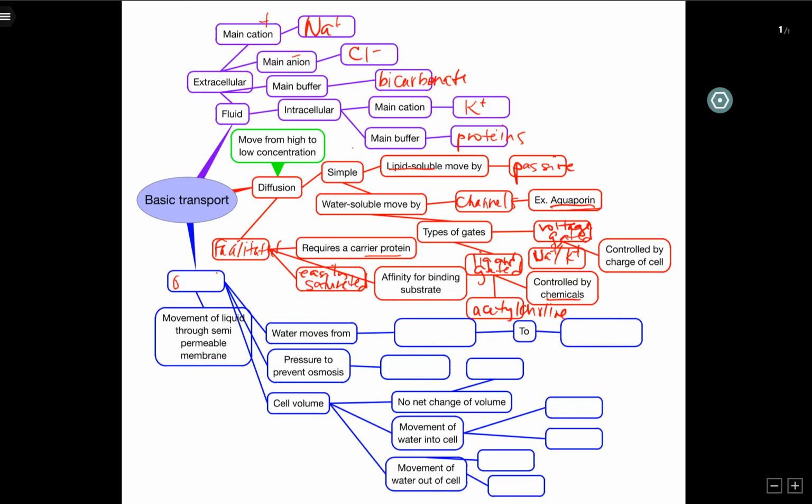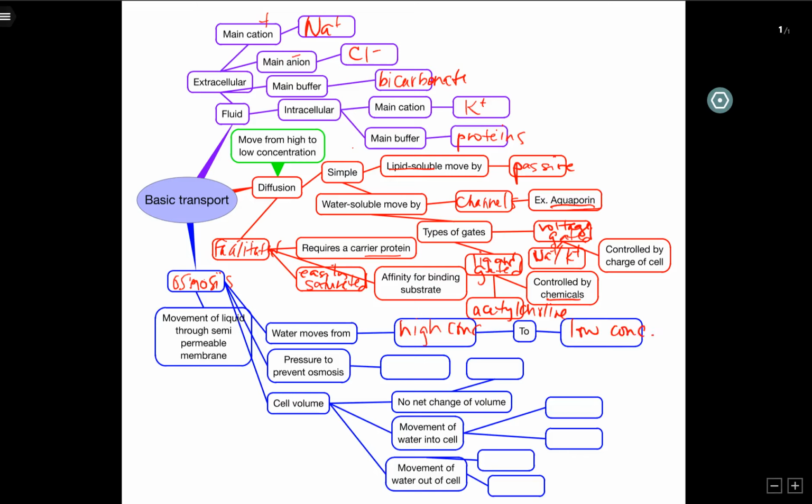And lastly, we have osmosis. With osmosis, we're looking at movement of liquid through a semi-permeable membrane where the water is able to move, but nothing else within the solution is able to move through the membrane. The water is going to move from a high concentration of water, low concentration of nutrients, to a low concentration of water.